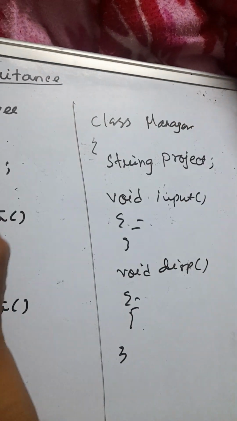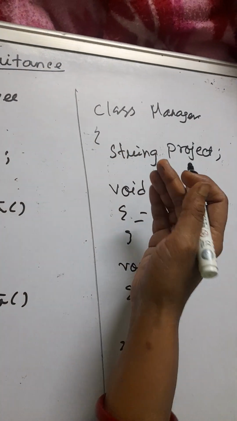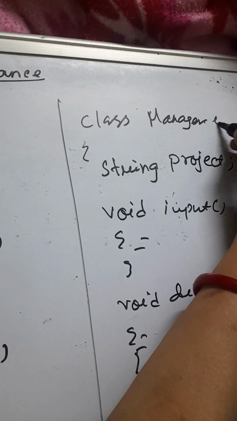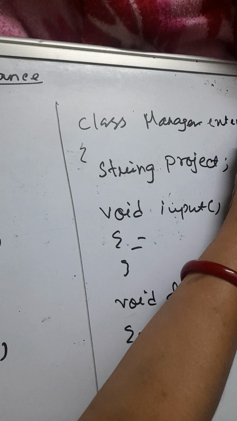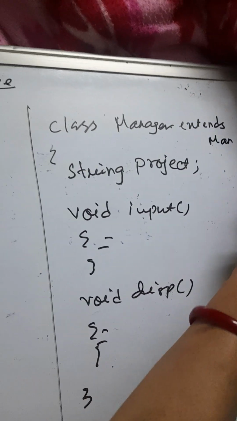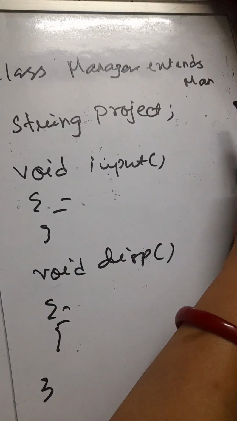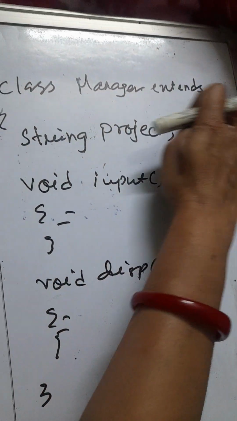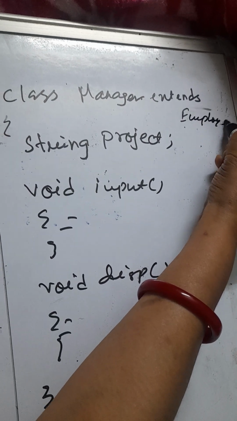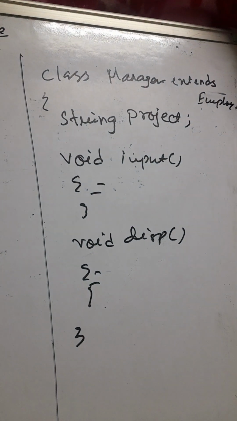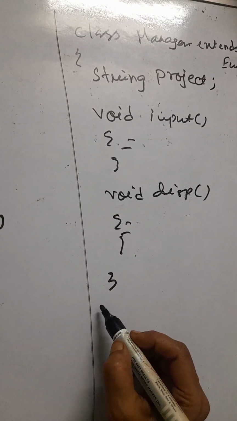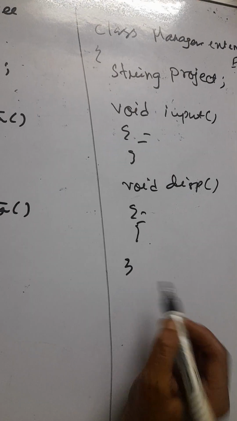So you have to make this class a child class of the employee. How do you make it? You have to use the keyword extends: class Manager extends Employee. Clear? So now the manager is the derived class of the employee. Like this you can do it. So now you close this Manager class.